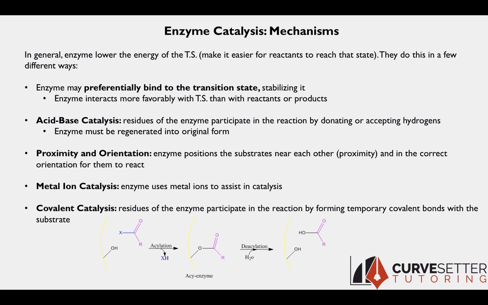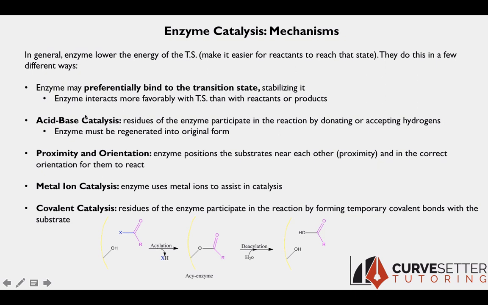So we know that in general, enzymes are going to increase the rate of a reaction by lowering the activation energy. Specifically, they lower the energy of the transition state. In other words, they make it easier for the reactants to reach that high energy transition state. But specifically, how do they do that? Well, there are a number of different ways that enzymes perform this function. We'll discuss some of the most common here.